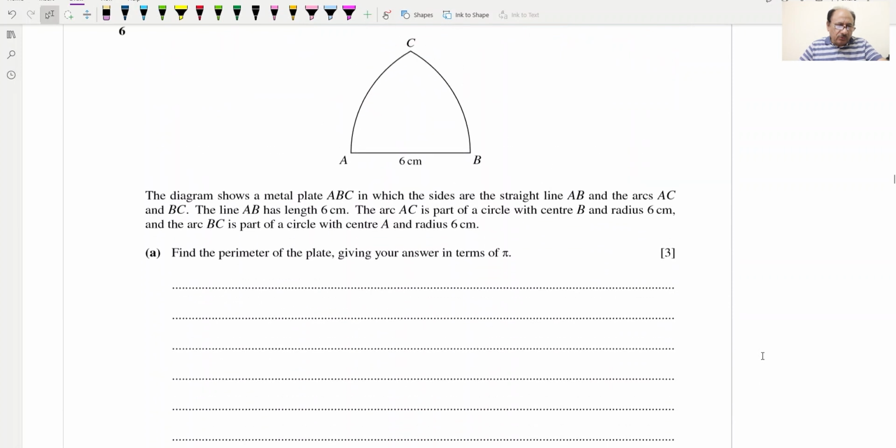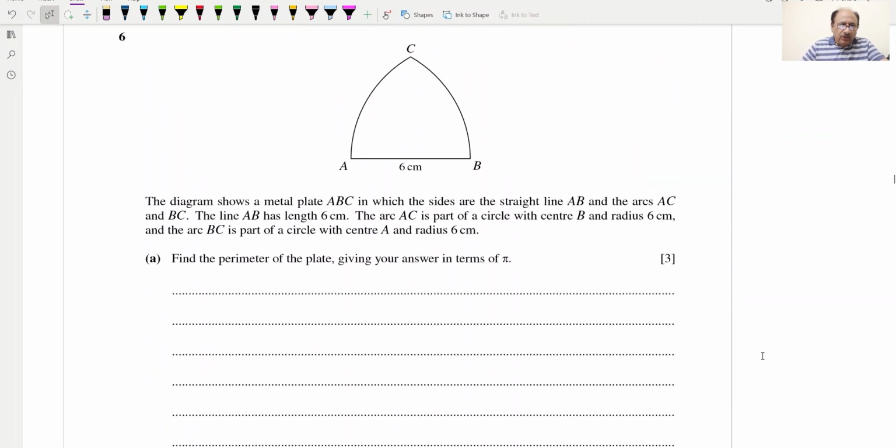Hopefully you understood this. Now question number 6. Question 6 says, diagram is provided. The diagram shows a metal plate ABC in which the sides are the straight lines AB, AC and BC. BC is a straight line, this one, and AC is this straight line. They are saying the line AB has length 6 centimeters.